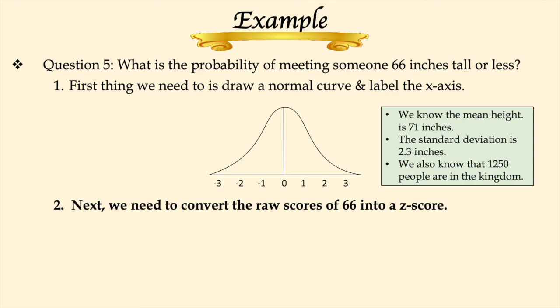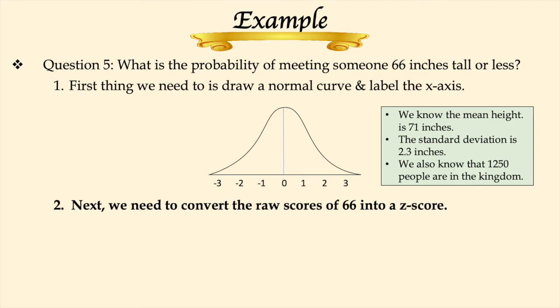Notice the question is no longer giving us a percentage under the curve. The question is no longer giving us a z-score. The question is telling us a raw score, a raw height of 66 inches, and asking us to identify the probability. So essentially what we need to do is convert the raw score of 66 into a z-score.